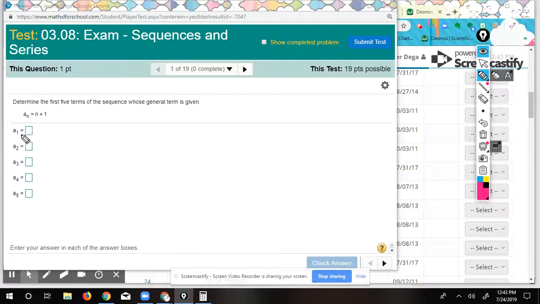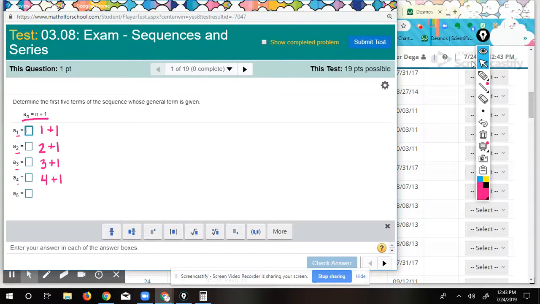Okay, so determine the first 5 terms of the sequence. Again, same deal. We're just plugging in. Here's our formula. We're plugging in the numbers that they tell us. So this first one, I'm going 1 plus 1. Second one, I'm going 2 plus 1. 3 plus 1, and then 4 plus 1, and so on and so forth. So 1 plus 1 is 2, 2 plus 1 is 3, 3 plus 1 is 4, 4 plus 1 is 5, and 5 plus 1 is 6.